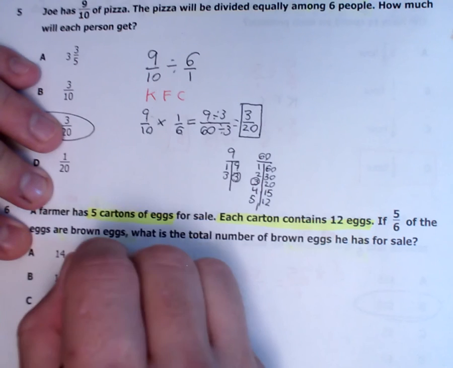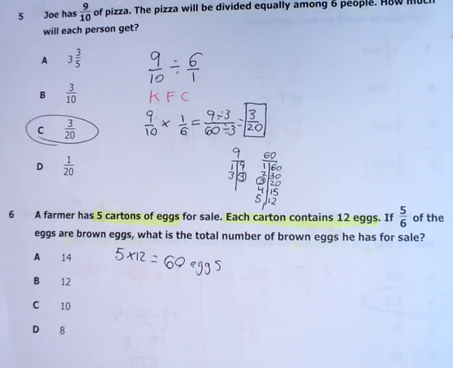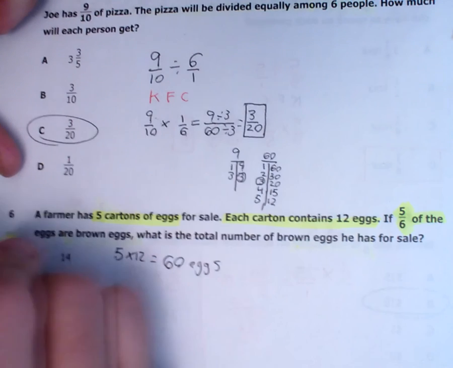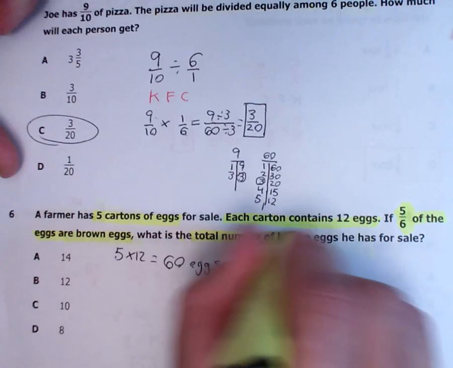And that was 5 times 12 equals 60. All right, that's what we just figured out. That whole first sentence, we're done with it. We got what we needed out of it. How many eggs are there in all? 60. All right, now it says if 5/6 of the eggs are brown. All right, what are the total number of brown eggs? Total number of brown eggs.